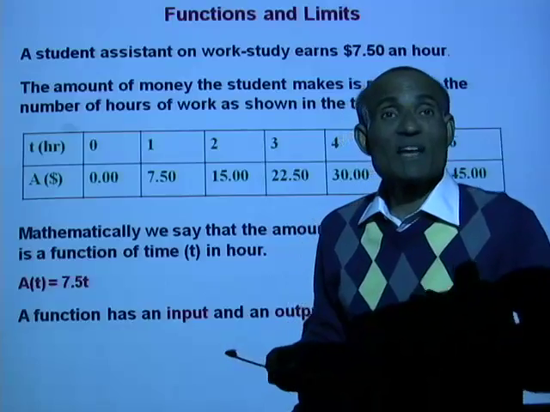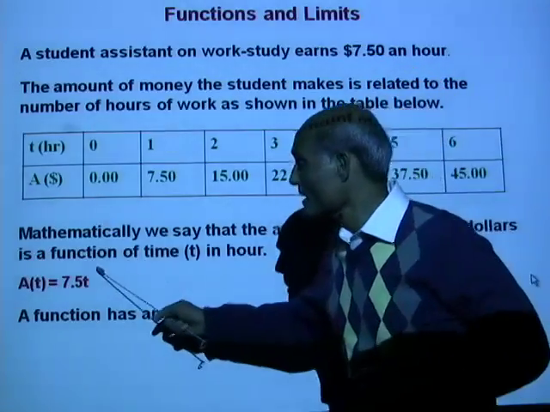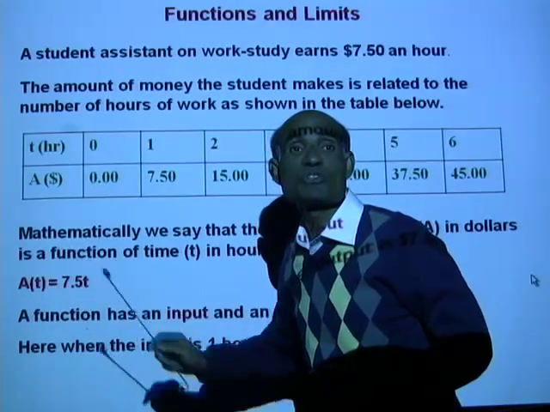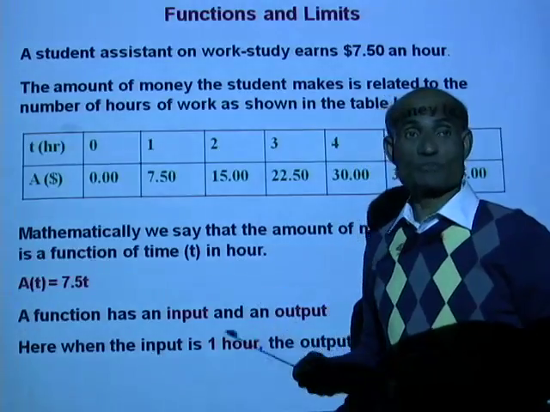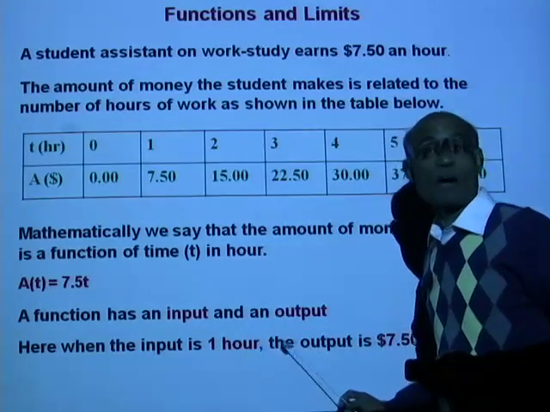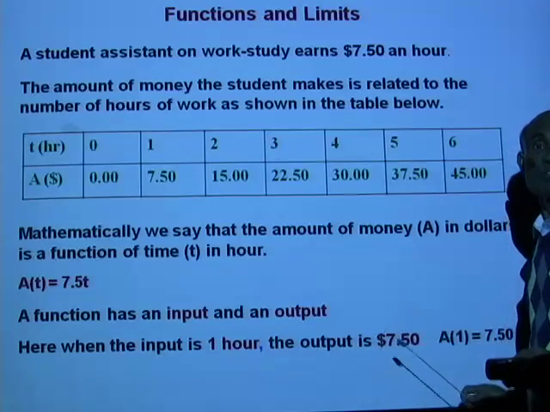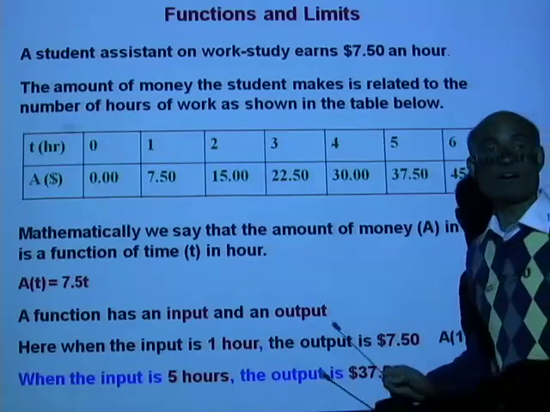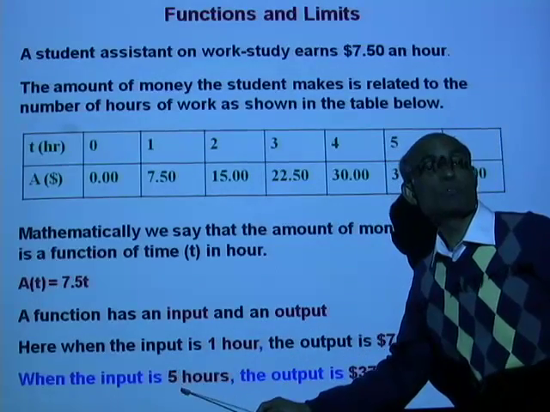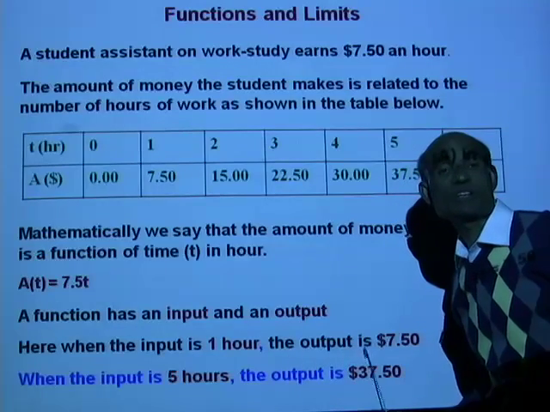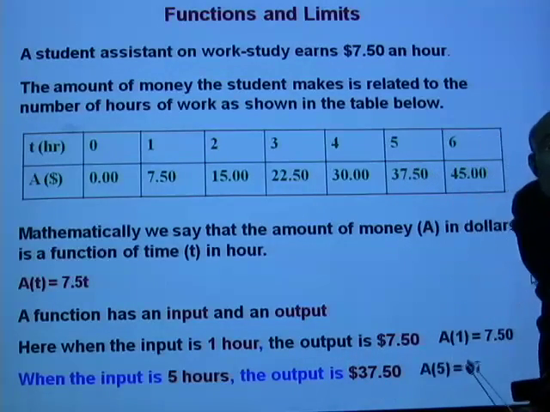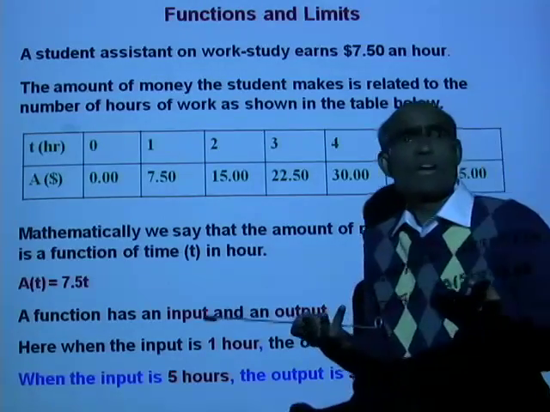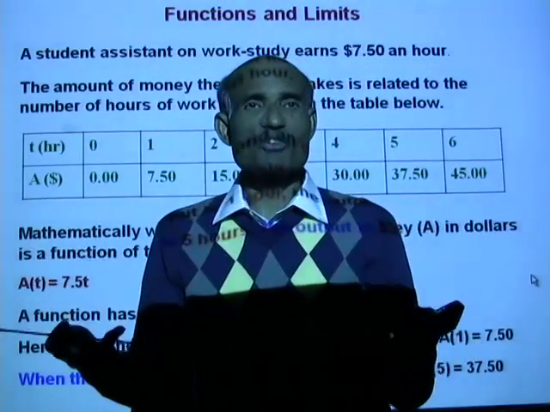Now a function has an input and an output. In this case, the input is the time in hours and the output is the amount of dollars. When the input is 1 hour, the output is $7.50, and we say A of 1 equal to 7.5. Similarly, when the input is 5 hours, the output is $37.5, or A of 5 equal to 37.5. Now here we have a good description of a function.